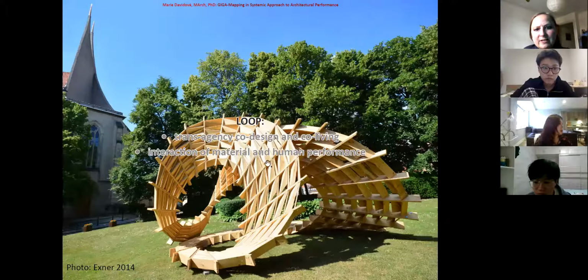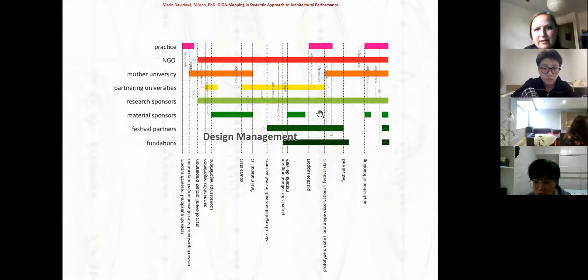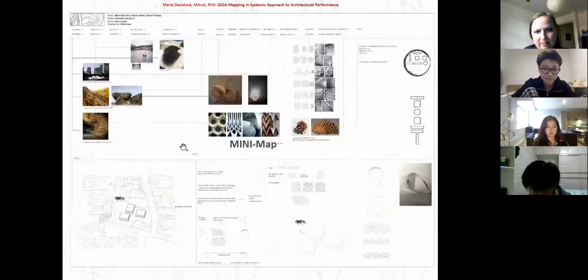So we would have a transdisciplinary team, and we would be co-designing this together. Again, an action diagram, because there would be a school of wood engineering involved together with architects and environment designers. There were sponsors, then there were different partners for the festival we were doing, and an NGO and my practice. So these are the mini maps.